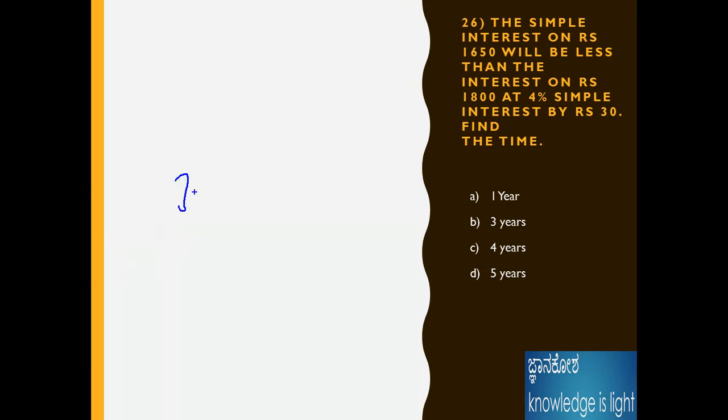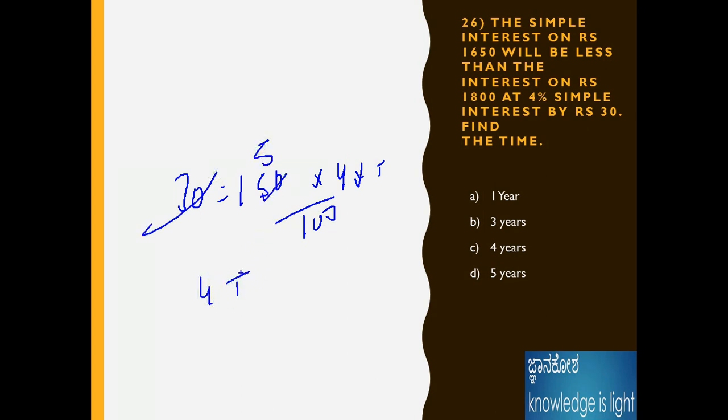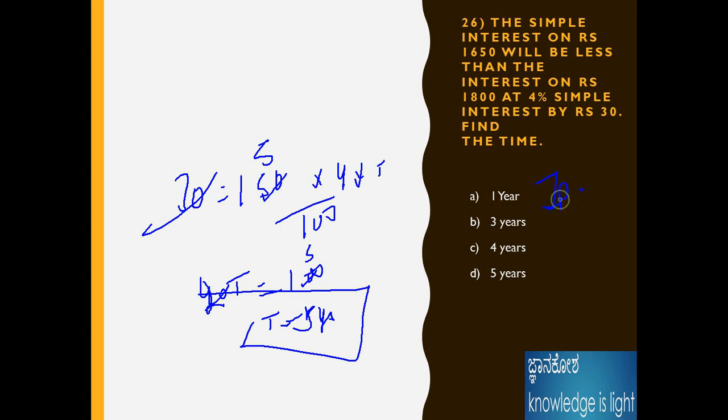The difference in interest 30 is equal to 150 into 4 into T divided by 100. Here 5 sixes, 20 T is equal to 100, so T is equal to 5 years. This is one form. By using difference in interest as difference in principal into T into R by 100, if any problem comes like that, we can use this, or else use this logic table method.